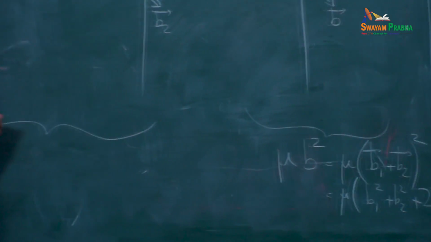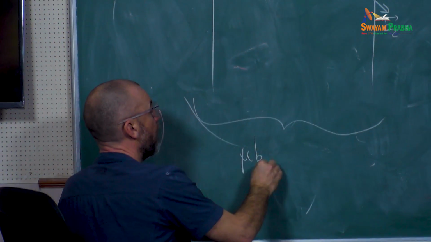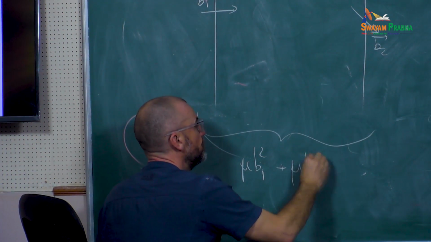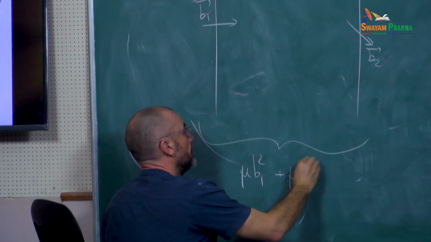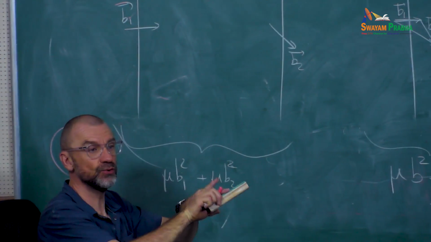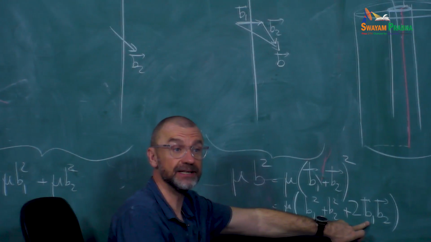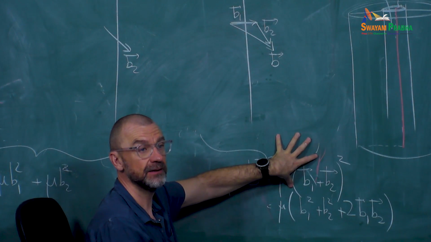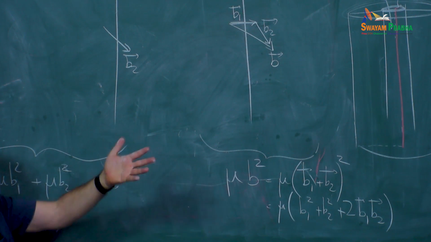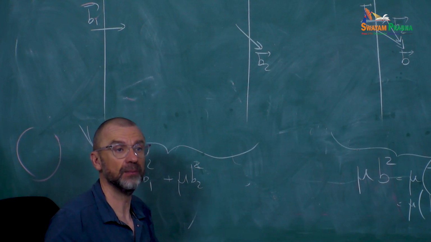What is the energy of this system? This one is mu B1 squared because of this guy, plus mu B2 squared. So when is it energetically favorable for these two dislocations to join and form a single dislocation? If this term here is negative, then that energy is smaller than this one, and so the dislocations will gain energy by joining and forming a junction with a single Burgers vector, right?